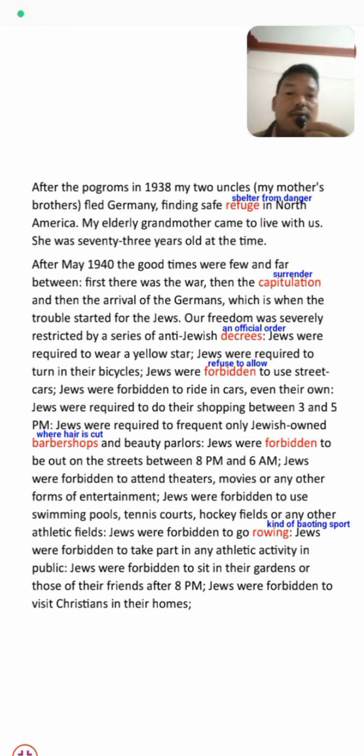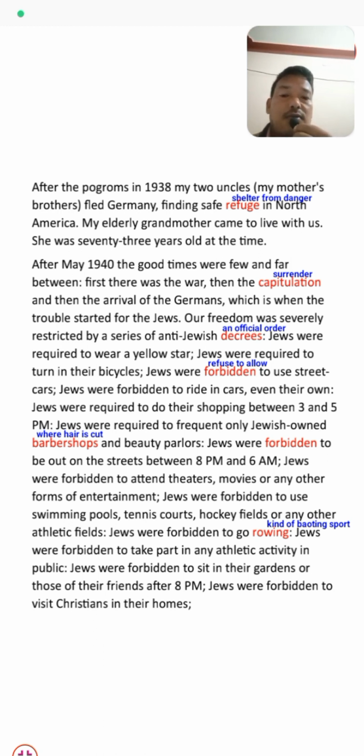They were forbidden to be out in the street between 8 p.m. and 6 a.m. Yes, students, they could go out into the street only within a time restriction. The time between 6 a.m. and 8 p.m. is when they could go out in the street.